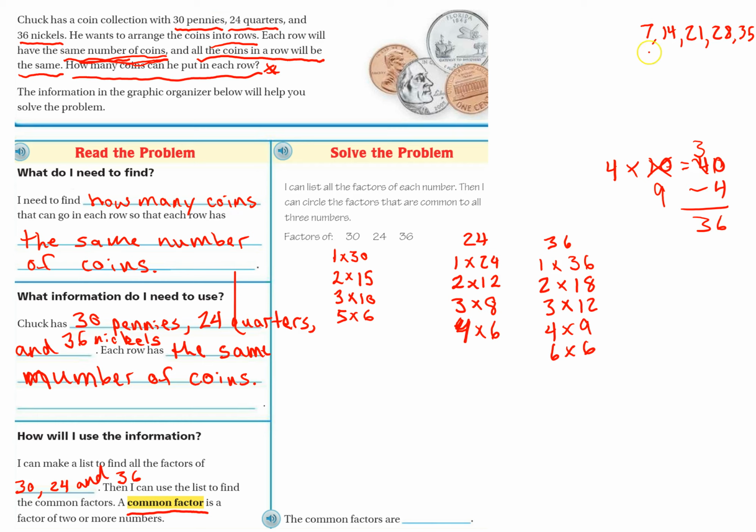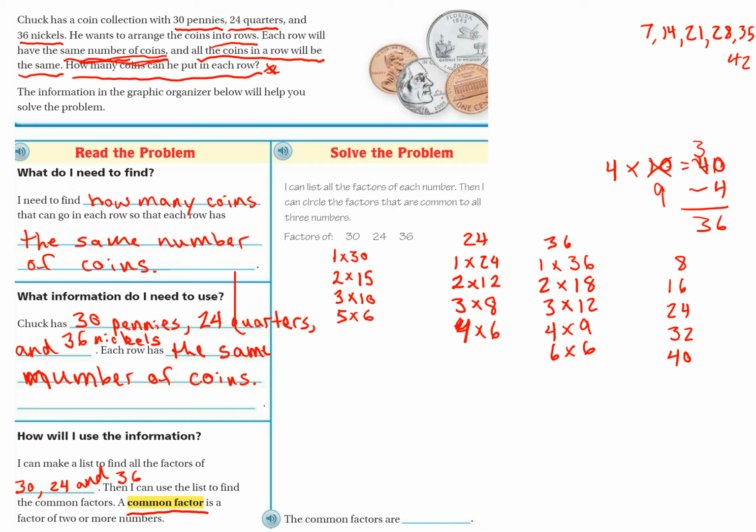Well, earlier, look, I already counted by 7s, so I don't need to do it again. 7, 14, 21, 28, 35. If I add 7 more, that's going to be 42. I'll never land on 36. Okay, what about 8? Well, let's try it. Let's count by 8s. 8, 16, 24, 32, 40. No, never land on 36, so 8 won't work.